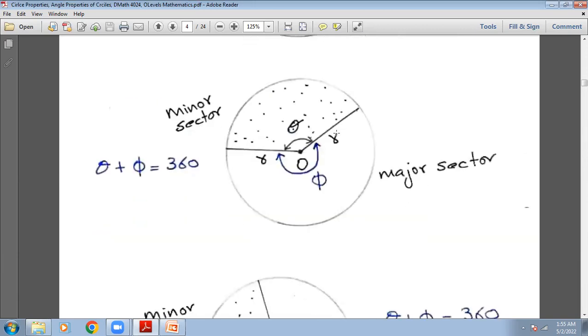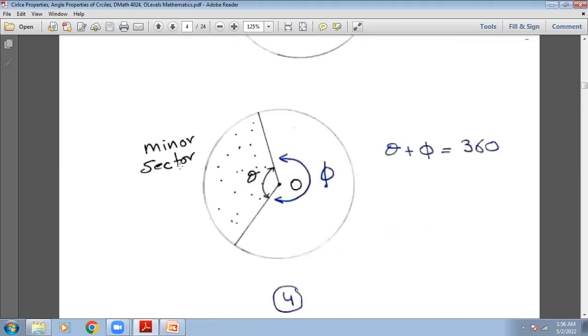Here is another example where we have drawn two radii. So the circle is divided into two parts. Each part is known as a sector. The smaller one is called a minor sector, and the bigger one is called a major sector. The angle subtended by the minor sector is, suppose, theta, and the angle subtended by the major sector is phi. So the sum of these two angles will be 360.